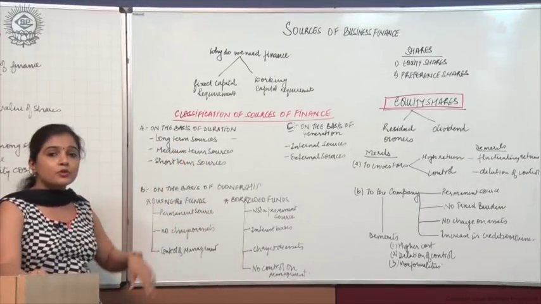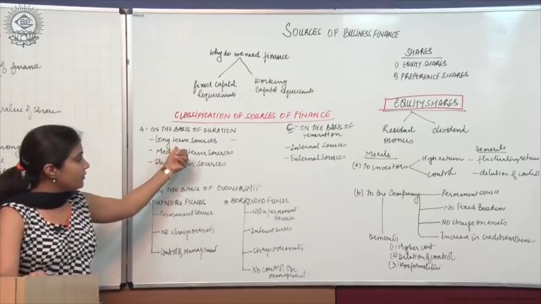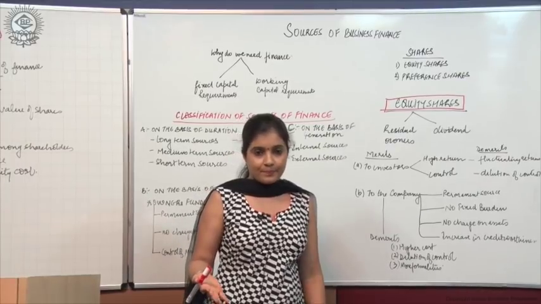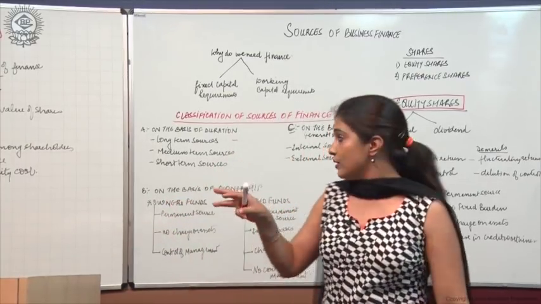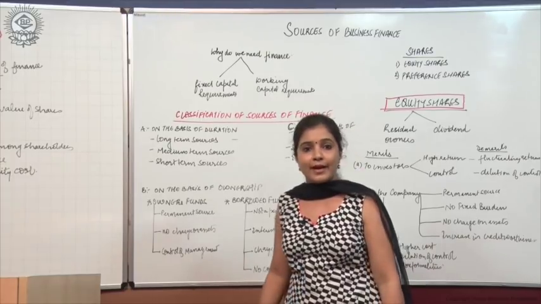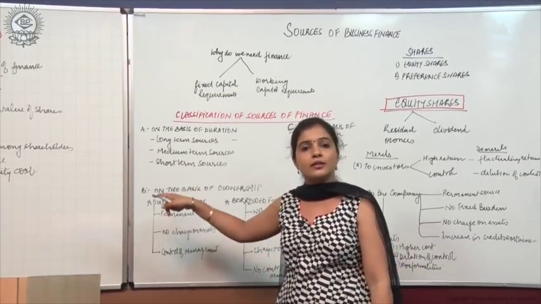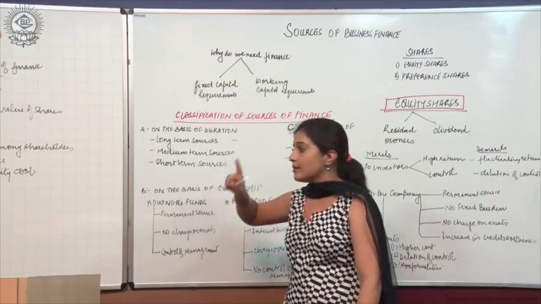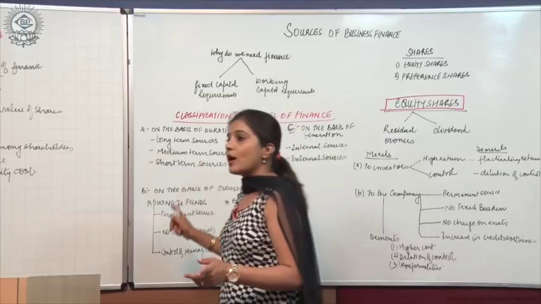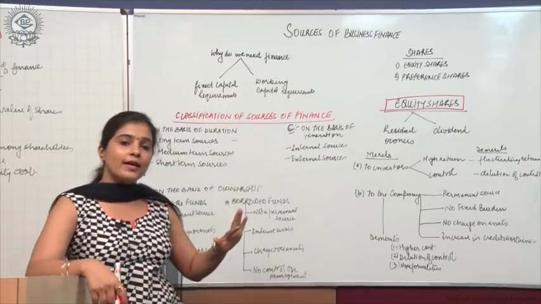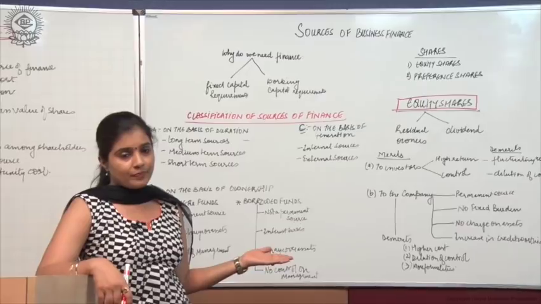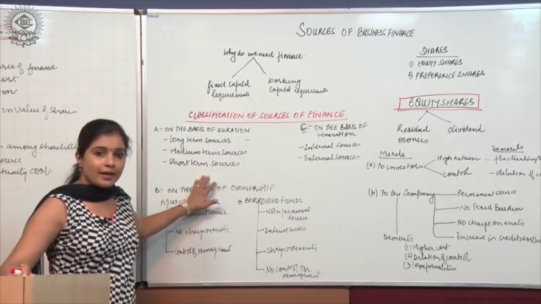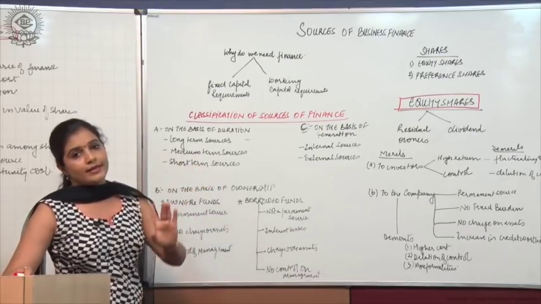Right? Now long-term sources of finance would be wherein we require money for a period more than 3 to 5 years. Okay? Now if I am taking a loan, let us say from the bank for a period of about 10 years, that is a long-term source of finance. Right? Medium-term source of finance when we require money for a period more than 1 year but less than 3 to 5 years. Okay? And when we talk about short-term sources of finance, that is from where we can get money only for a period less than 1 year.